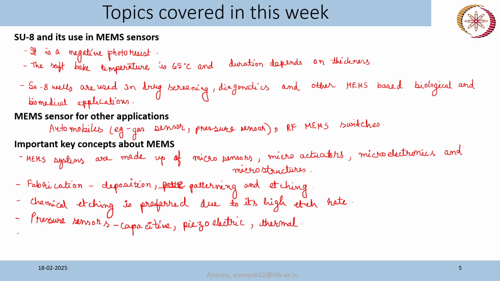And then in earlier classes we have discussed three different types of actuators. So what are those? Thermal, that uses thermal expansion of material. Capacitive, and piezoelectric. You can think about different examples of this kind of sensors and actuators.